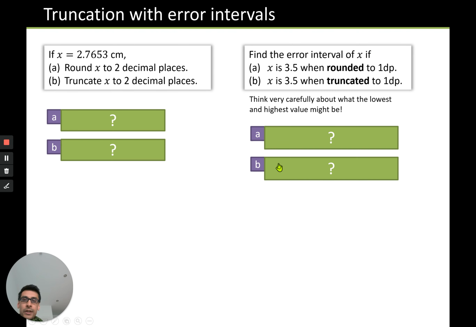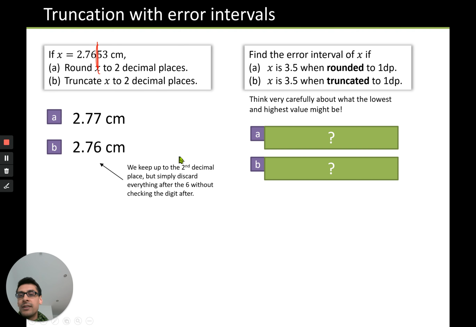Okay, another example here. Truncation with error intervals. So rounding to 2 decimal places, you can all do that. It's going to be 2.77. Truncating to 2 decimal places, well, you draw a line after the 6, and you can see that's just going to be 2.76. I've explained that already.